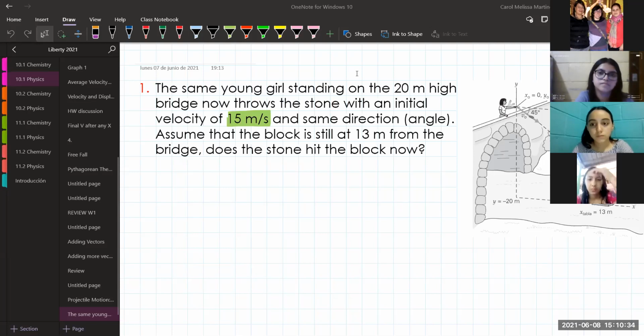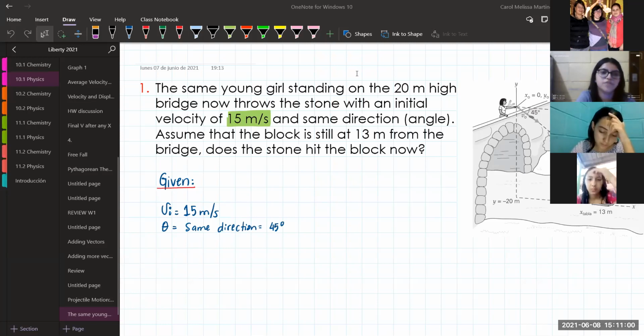So in the data, we're going to write everything that the exercise is giving us. They're giving us an initial velocity of 15 meters per second, and it's in the same direction. Same direction implies the same angle of 45 degrees that we had in the exercise before.